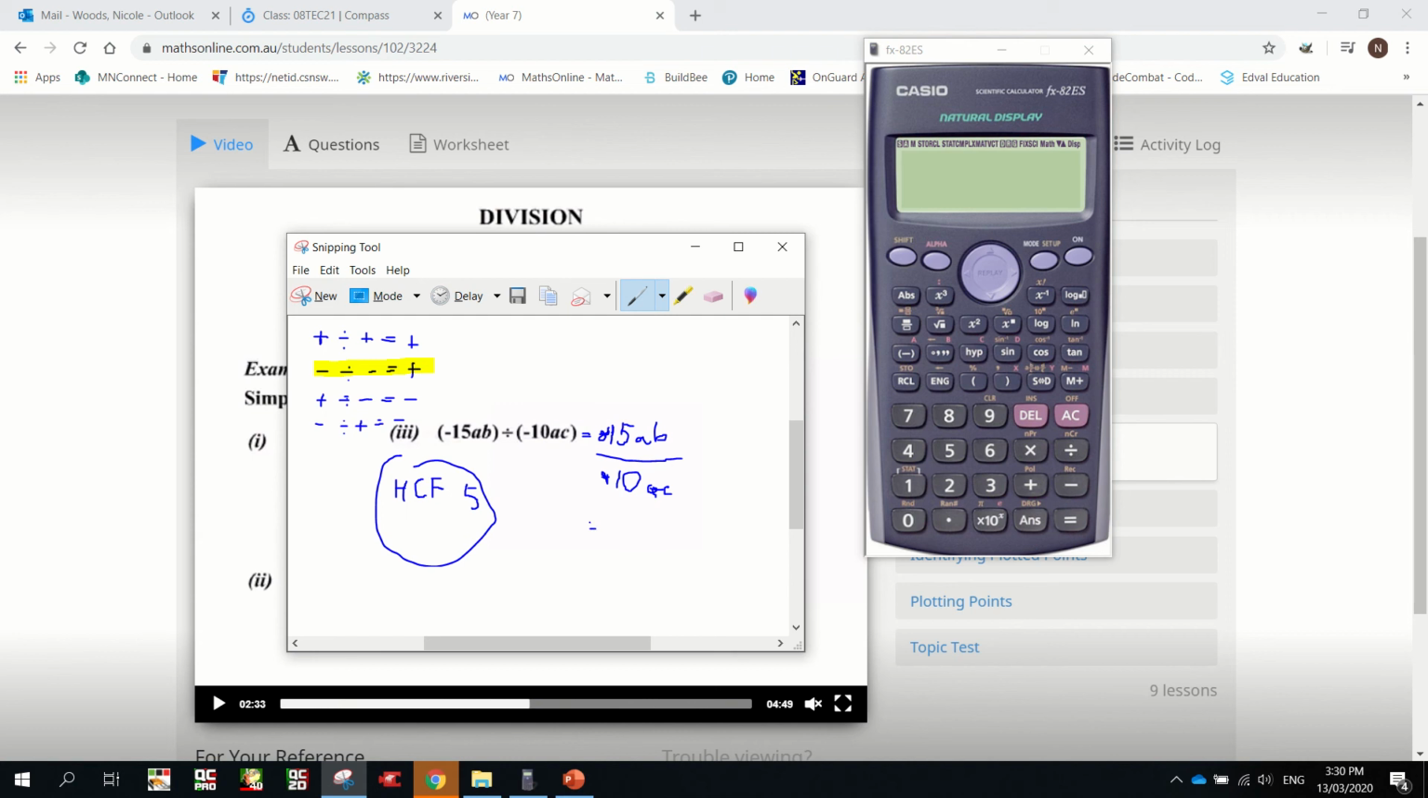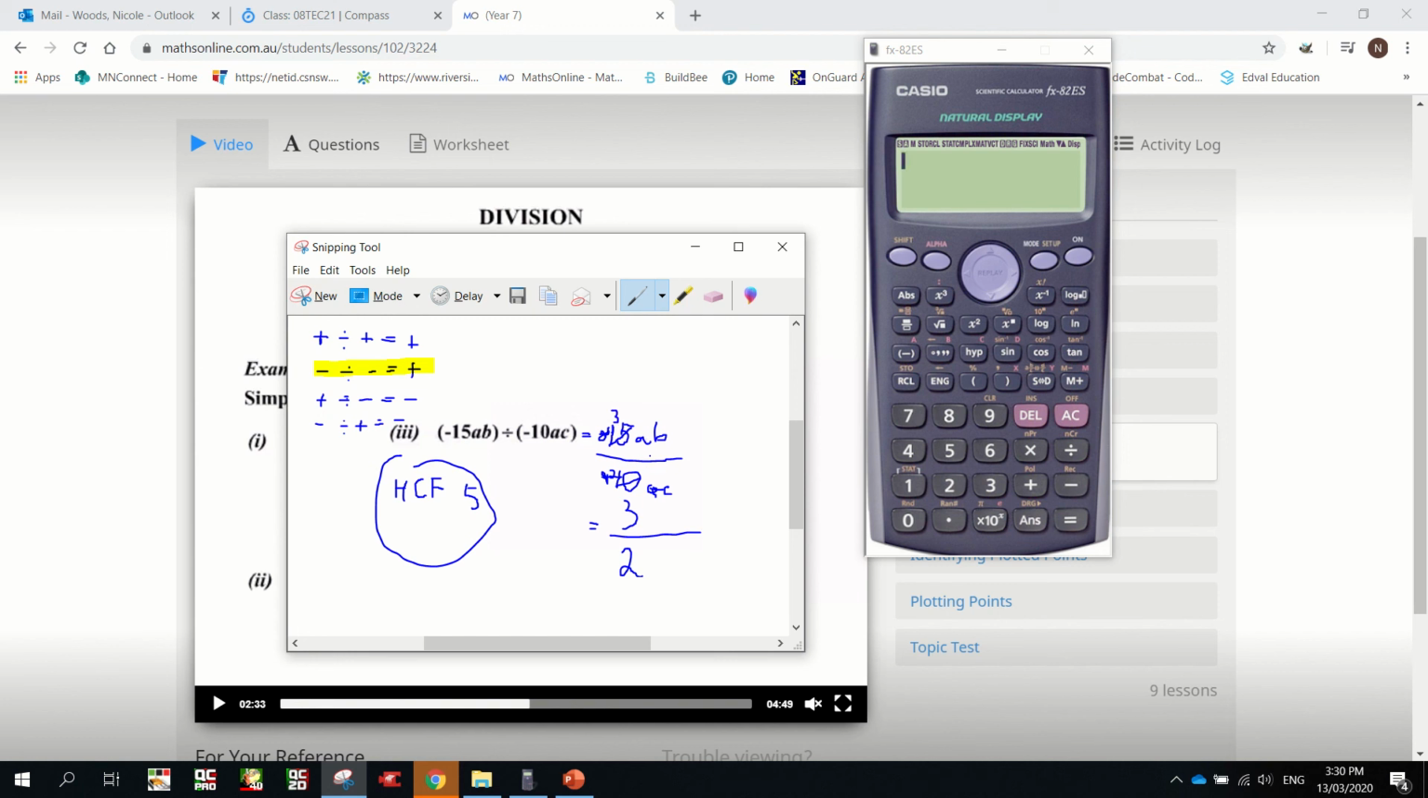So, equals. How many times does 5 go into 10? Twice. How many times does 5 go into 15? 3. Okay, so that's the same as just crossing that out and writing a 2, and crossing that out and writing a 3. Okay, we've done our numbers, now we're doing our letters.